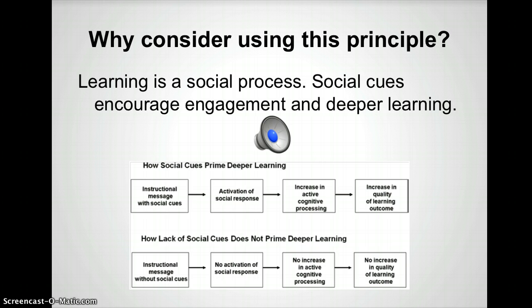So why consider using this principle? Learning is a social process. Social cues encourage engagement and deeper learning. We encourage you to take a look at the chart below, which explains how social cues prime deeper learning, and how a lack of social cues does not prime deeper learning.